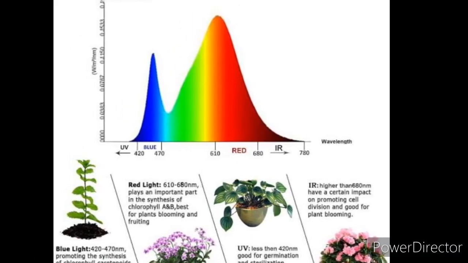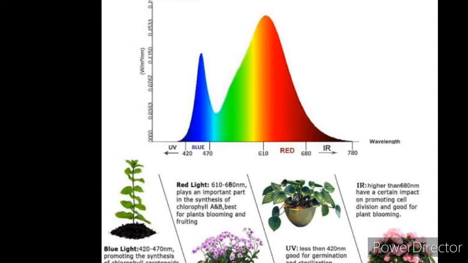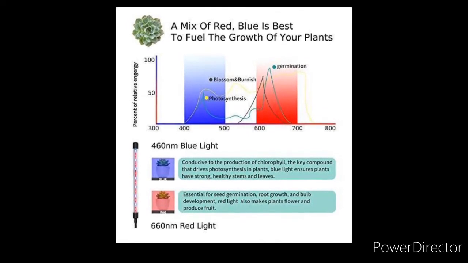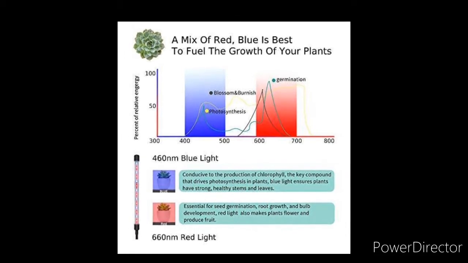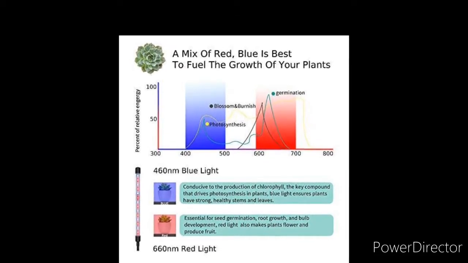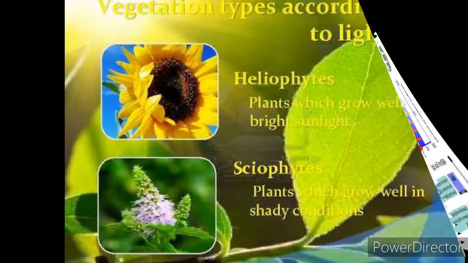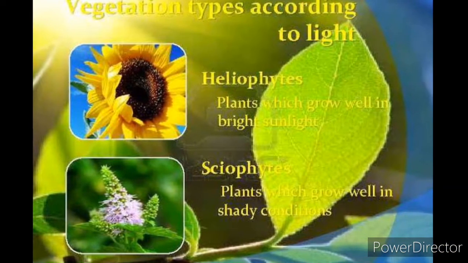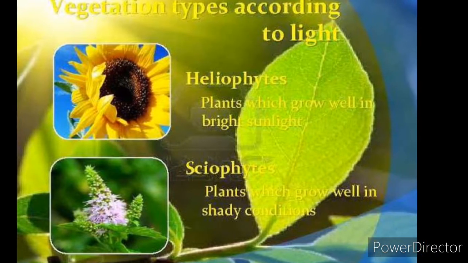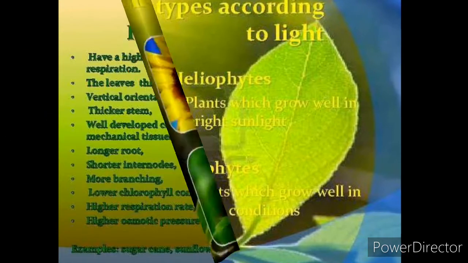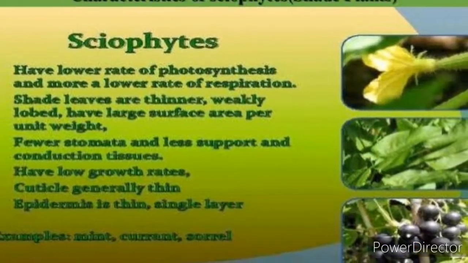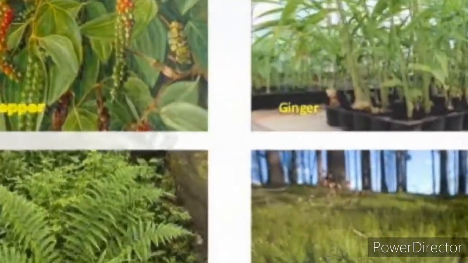The rate of photosynthesis is maximum at blue, 400 to 500 nanometer, and red, 600 nanometer to 700 nanometer. The green, 500 to 600 nanometer, wavelength of the spectrum is less strongly absorbed by the plants. Based on the tolerance to intensities of light, the plants are divided into two types. They are heliophytes, that means light loving plants, example angiosperms. Next, sciophytes, that means shade loving plants, example bryophytes and pteridophytes.